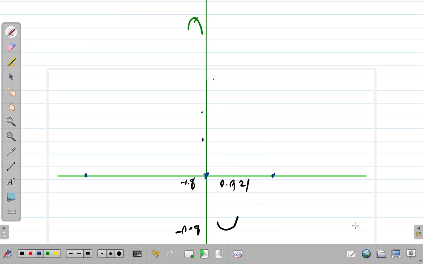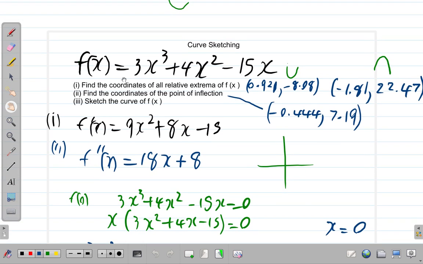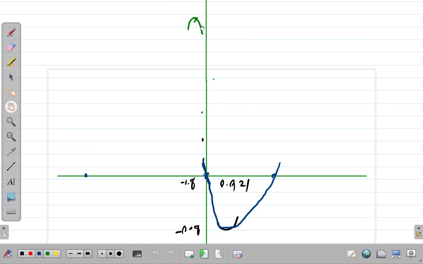Alright, where does it cut the y-axis now? We can see the pattern that is going to occur here. It will look somewhat like this. It cuts the y-axis at 0. You can see here too, if you make x equal 0, you have 3 times 0 cubed is 0, plus 4 times 0 squared is 0, minus 15 times 0 is 0. So that part is clear. So the graph would look somewhat like this. Well, roughly.